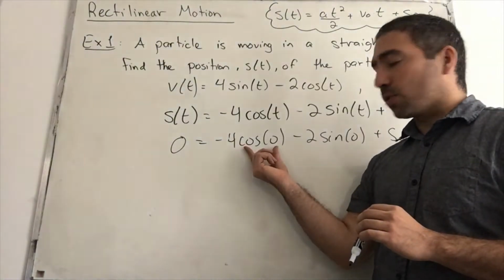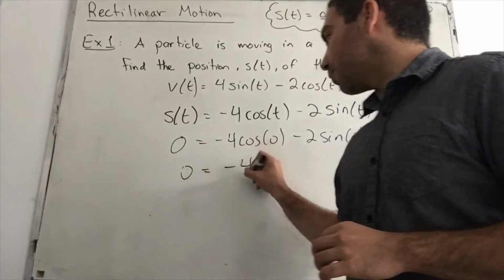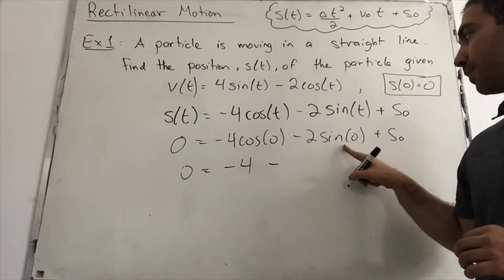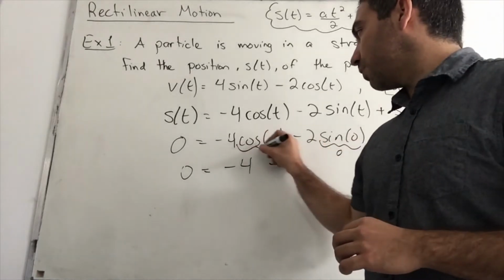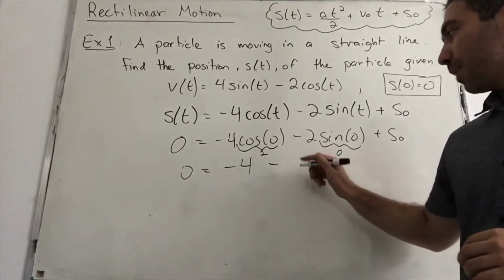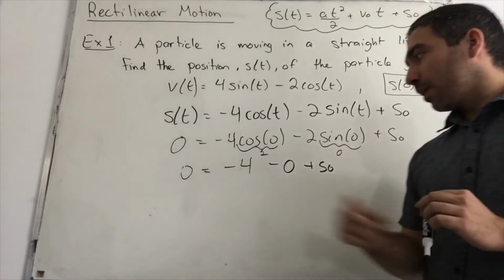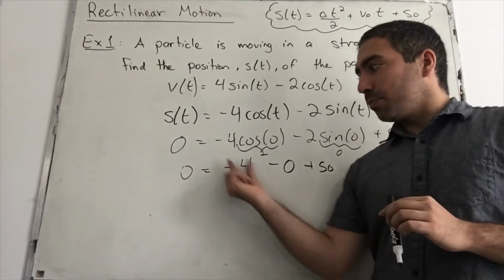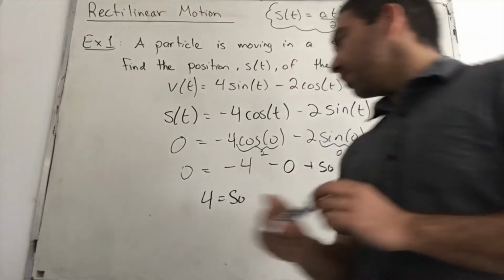We get negative 4 times cos of 0. Cos of 0 is 1. So we get 0 equals negative 4 times 1 minus 2 times sine of 0, which is 0. That's 0. This is 1. So that's minus 0 plus S of 0. Negative 4 minus 0 is negative 4. Bring it over, it becomes positive 4. So we get 4 equals S0.